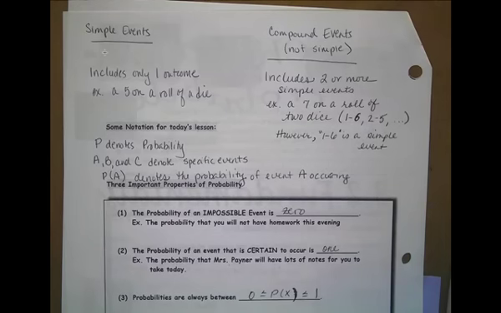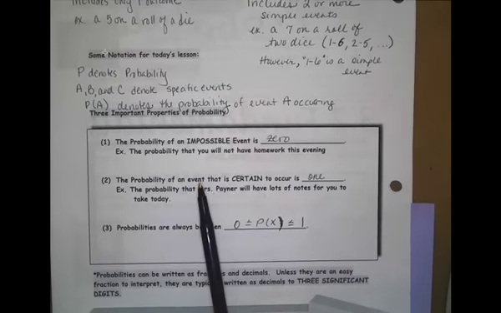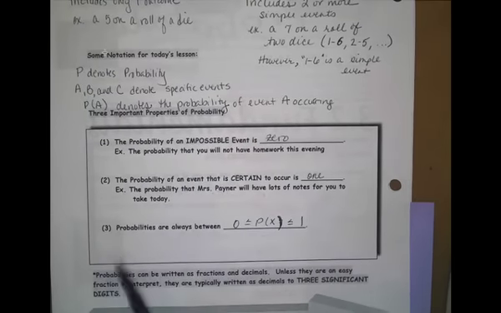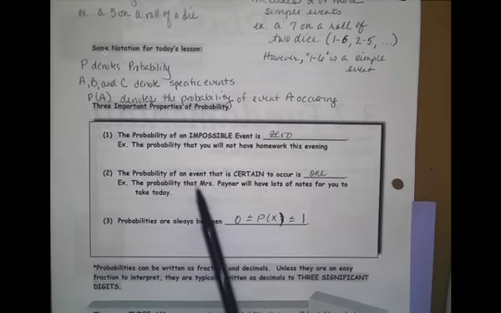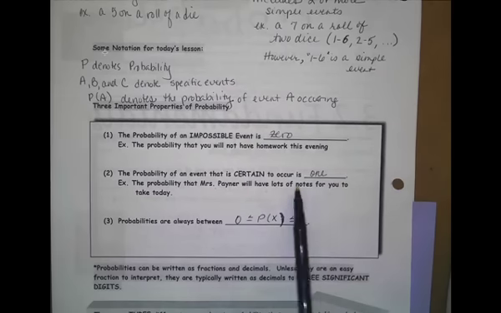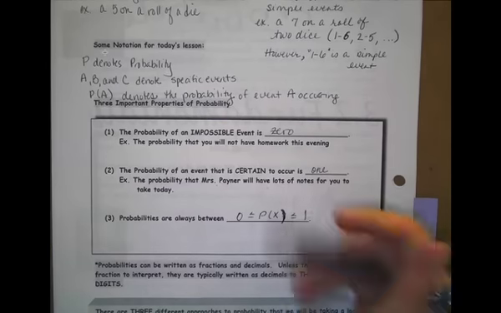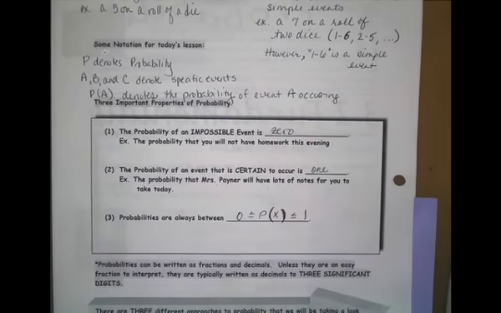You should have gotten the notation already in the book. Here's some things that you may have not gotten from the book. So the probability of an impossible event is 0. So the probability that you will not have homework this evening, that is 0. The probability of an event that is certain to occur is 1. So the probability that you will have lots of notes is 1. And probabilities are always between 0 and 1, including 0 and 1. So each individual probability is always between those numbers, or you could say between 0 and 100%.